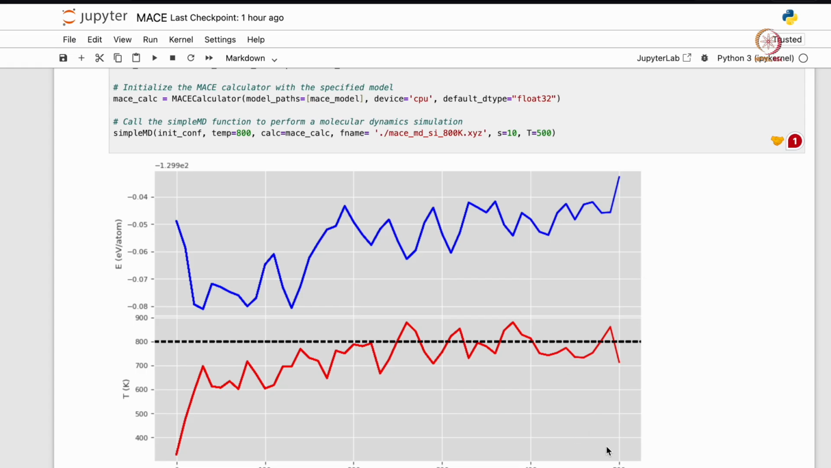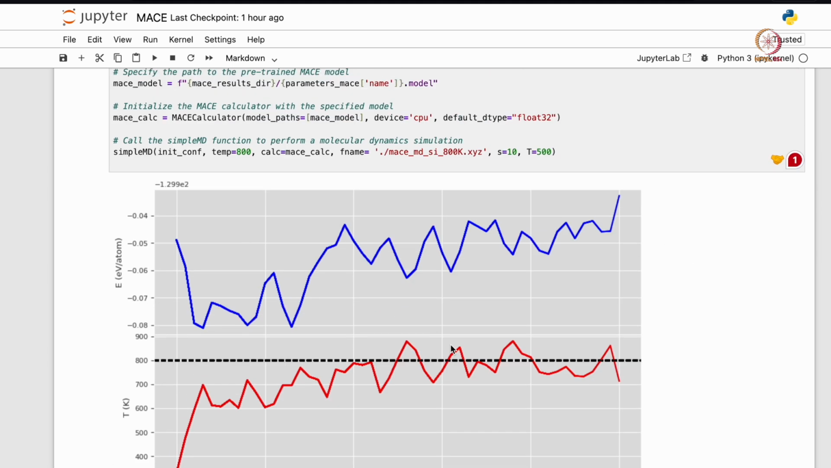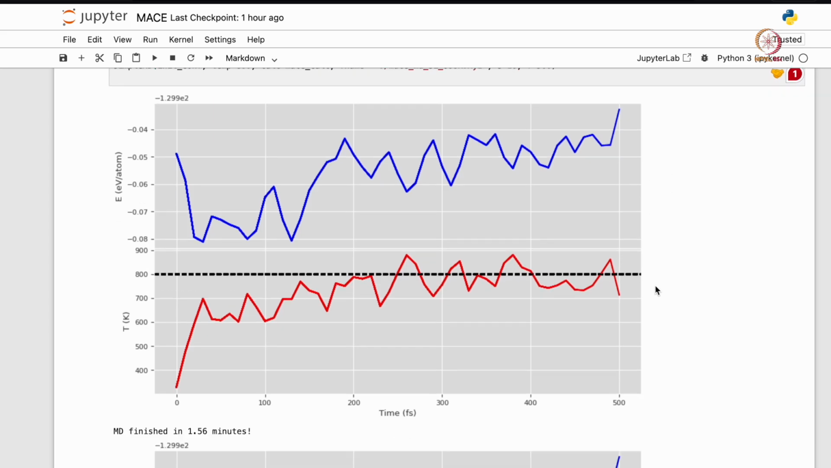If you run this MD for more steps, and with a better trained potential, you will see convergence in temperature and energies with time. So this is the result of our molecular dynamics simulation based on the potential that we just trained on the AIMD silicon data at 800 Kelvin.